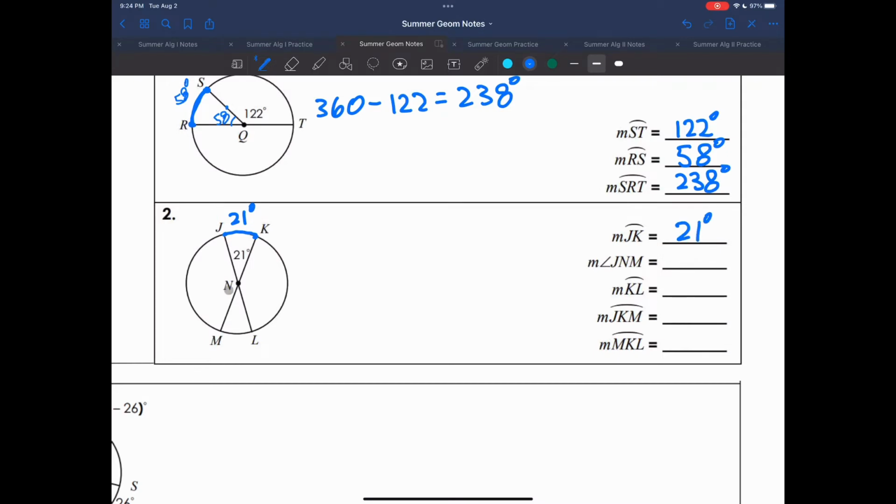Okay, next up, we want to find the measure of angle JNM. So not an arc right here, but an angle, JNM. Let's locate that angle carefully. We start at J, go to N, end up at M. Do you see the angle that's creating?